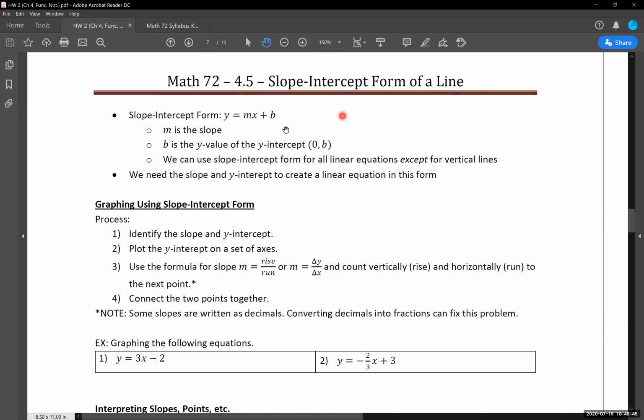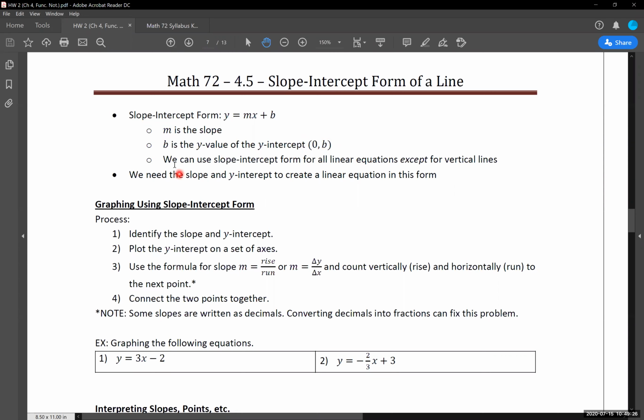So our slope-intercept form, general equation for this thing is y equals mx plus b. As we went through with the 4.4 material, m is going to represent the slope. And again, this could be a positive number, negative number, fraction, decimal, zero, anything like that. So m is going to be our slope. b is the y value of the y-intercept. Essentially, remember, our y-intercept is 0 and then some number. So in this case, our b value, again, is the y value of the y-intercept. So these two things are interchangeable. They're going to be the exact same value.